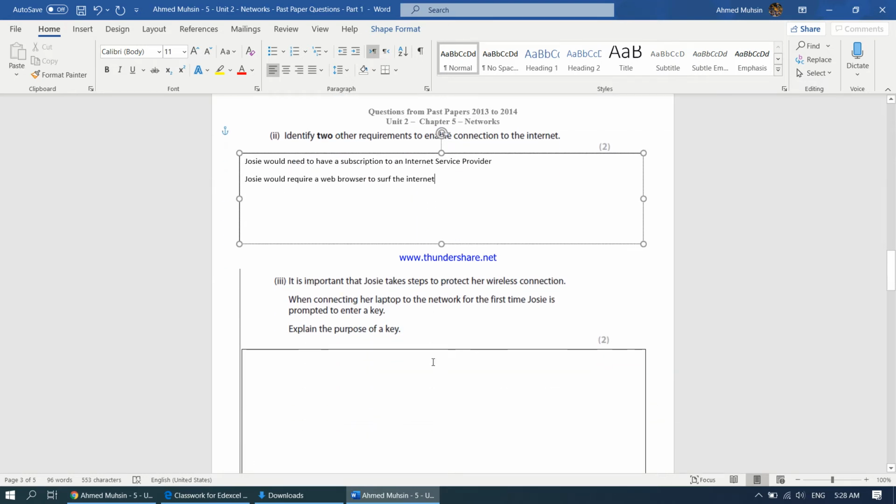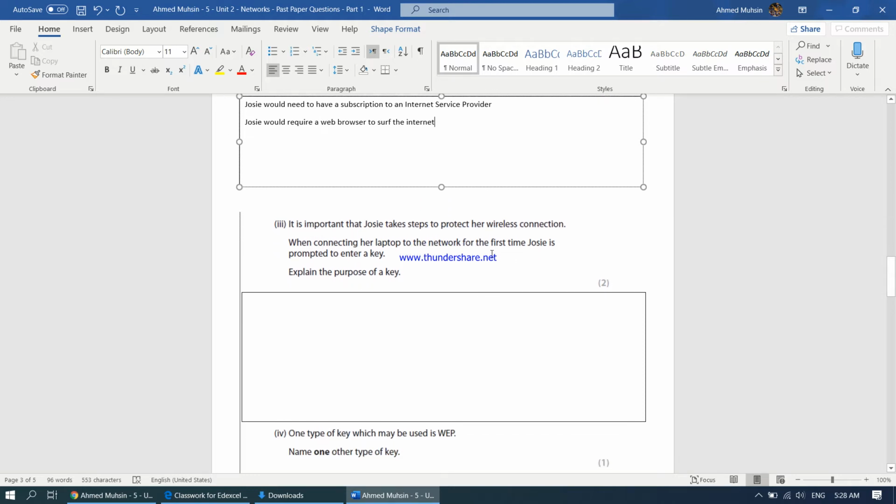It is important that Josie takes steps to protect her wireless connection. When connecting her laptop to the network for the first time, Josie is prompted to enter a key. Explain the purpose of a key. Okay, so we told you the name of the key that is used for wireless connections can be of two types. It can be the WEP or it can be WPA. And both these keys, what do they do? They encrypt your data.